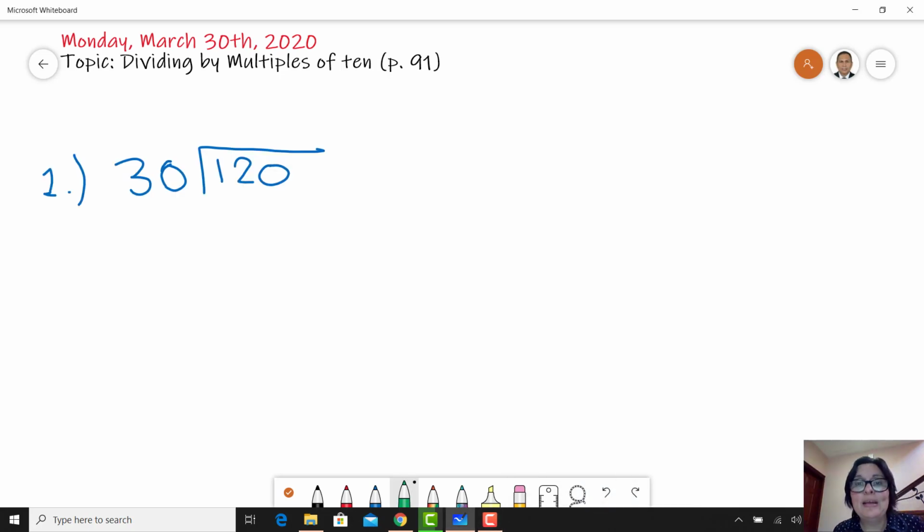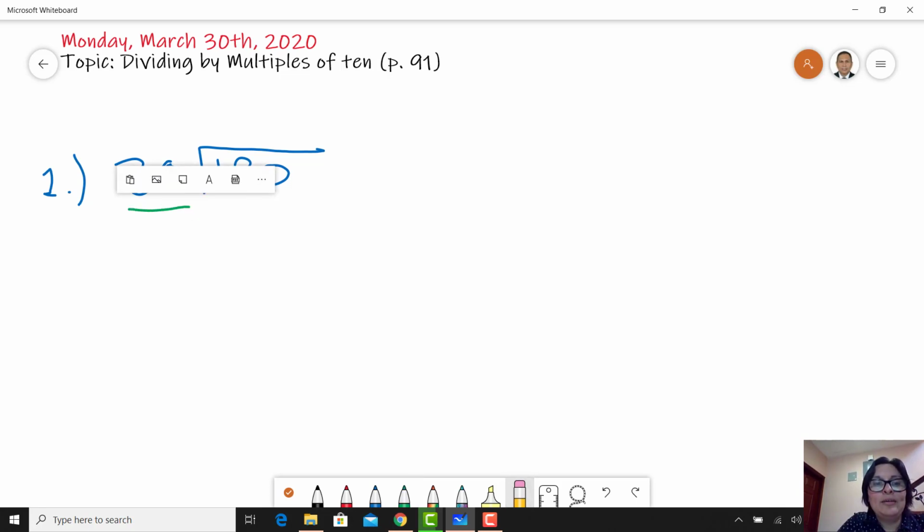Okay, let's read the directions. The direction says divide and check. Divide and check. So the same question that I have asked to you since the beginning. How many numbers do you have in the divisor? Remember that this one is the divisor.